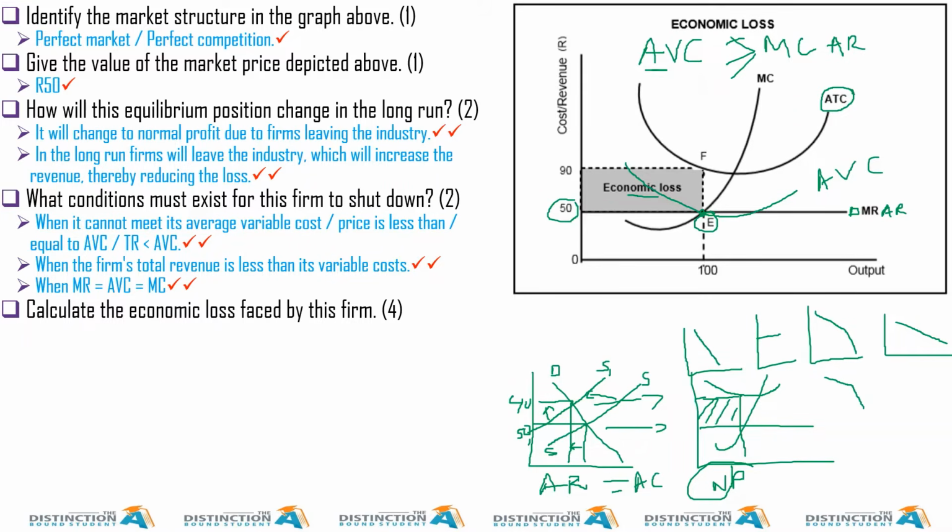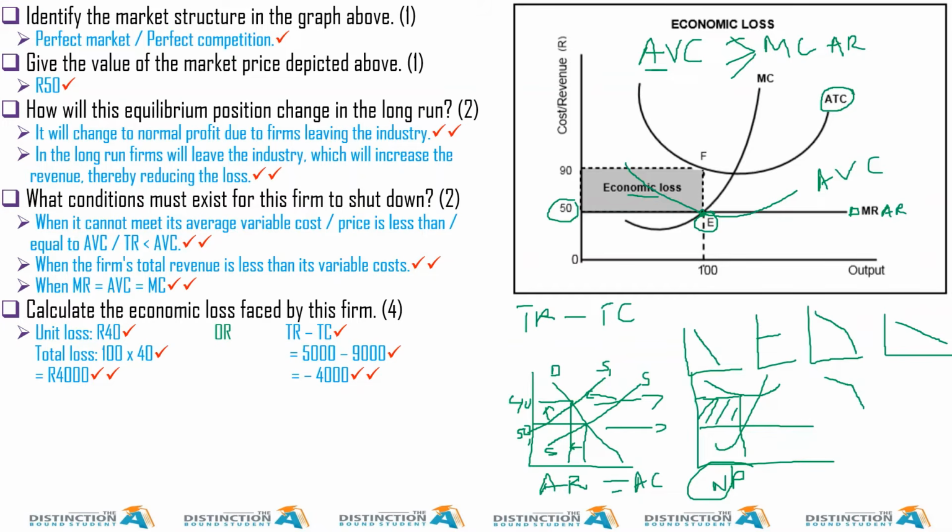So how you can do it is, number one, total revenue minus total cost. To get your total revenue, it will be average revenue times quantity. So our average revenue is 50, our quantity is 100, and then from there we get our total cost, which is 90 times 100. So it's easy, it's 5,000 minus 9,000. Another way is simply 50 minus 90, which is negative 40. Negative 40 times 100, that's negative 4,000. All right, so there we have it, as simple as that.